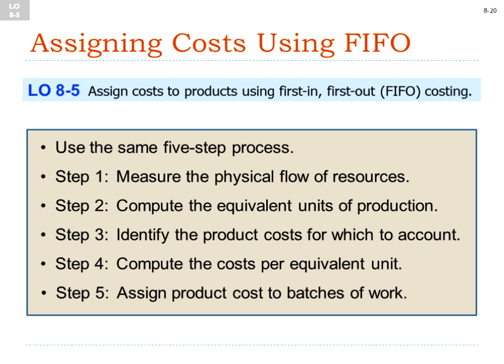The 5 steps are going to be the same, where you're measuring the physical flow of resources, computing equivalent units, identifying product costs, and then doing your cost per equivalent unit, and then assigning product cost to batches of work. So the 5 steps are the same, but the calculations are done just a little bit differently because we're doing FIFO in this situation rather than weighted average.